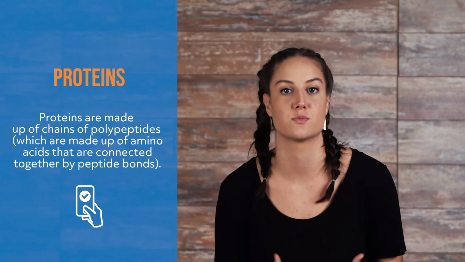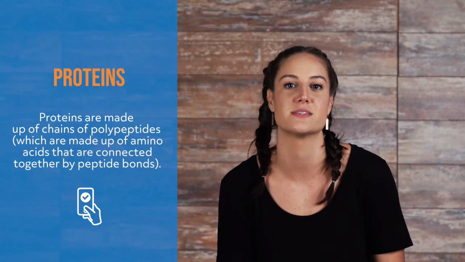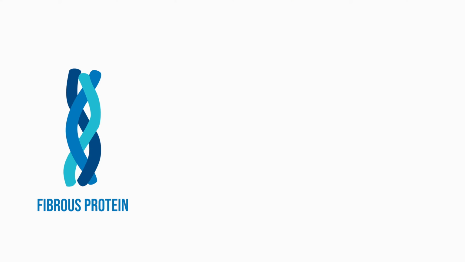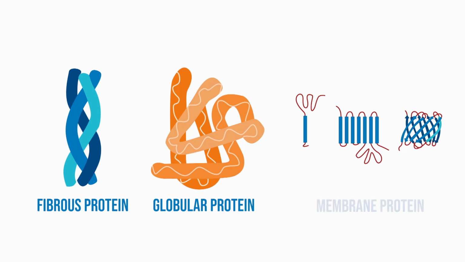Proteins. Proteins are the most structurally complex biological molecules. Proteins are made up of chains of polypeptides, which are made up of amino acids that are connected together by peptide bonds. There are 3 types of proteins: fibrous proteins, which are structural, globular proteins, which are functional proteins, and membrane proteins, which are interactive.